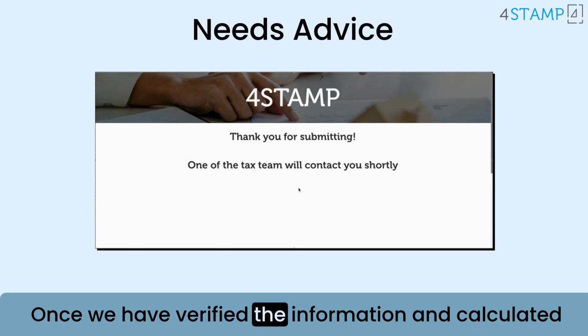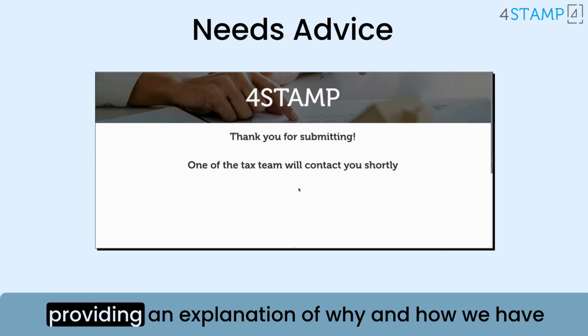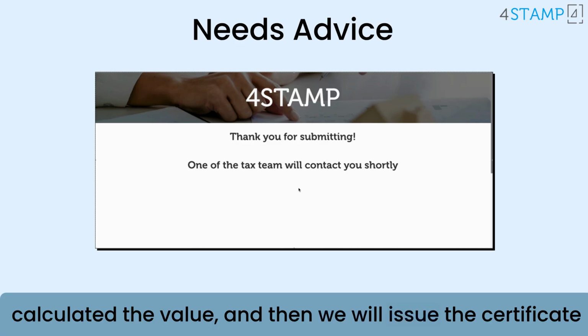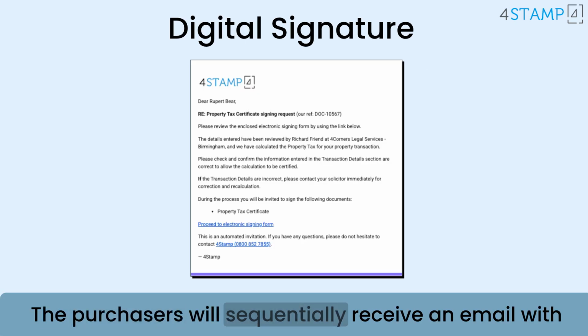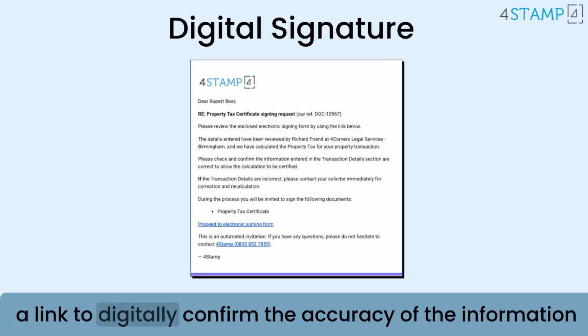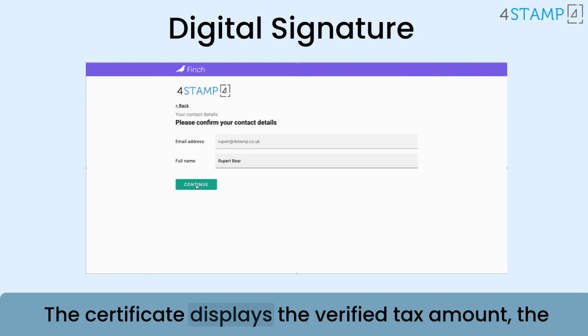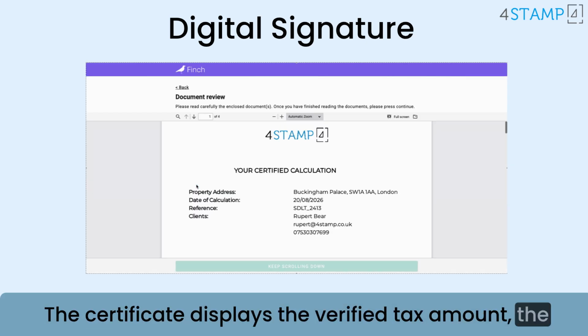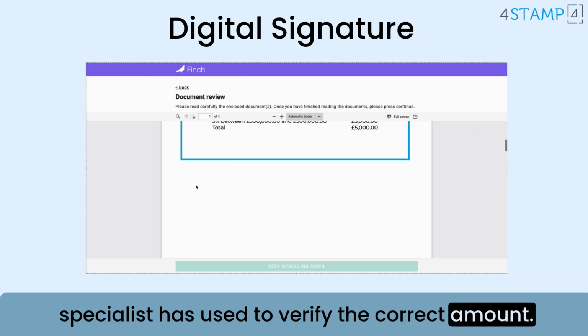Once we have verified the information and calculated the correct amount of tax, we update the certificate, providing an explanation of why and how we have calculated the value, and then we will issue the certificate for digital signing. The purchasers will sequentially receive an email with a link to digitally confirm the accuracy of the information entered. This link takes the purchaser to a copy of the final certificate. The certificate displays the verified tax amount, the calculation, and all the answers the system or tax specialist has used to verify the correct amount.